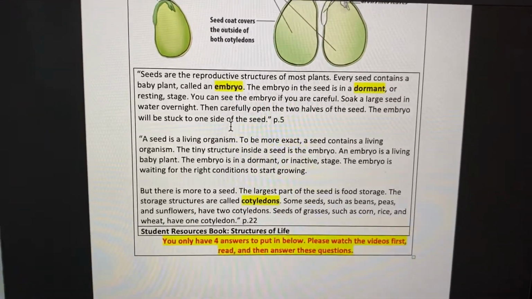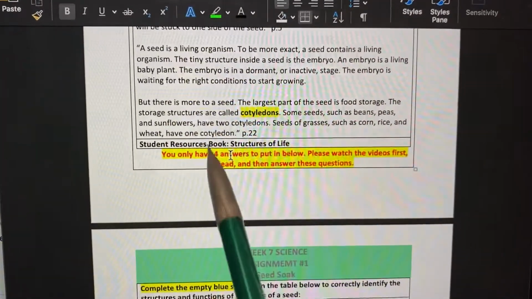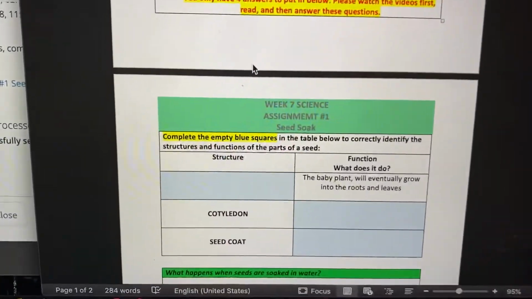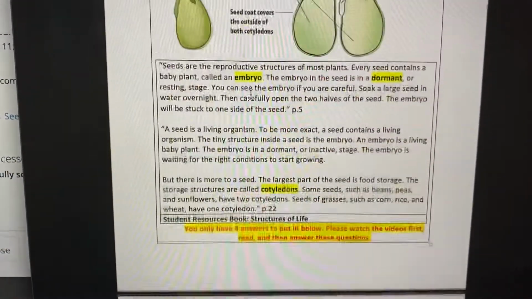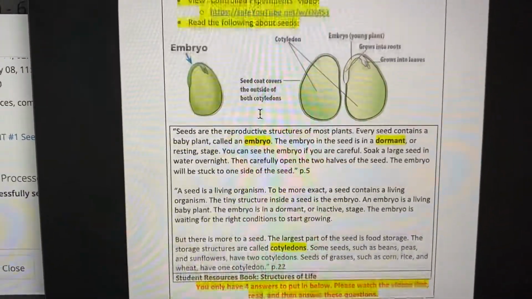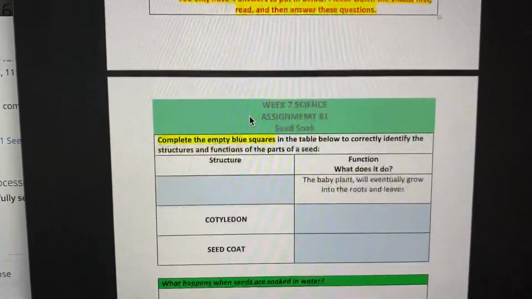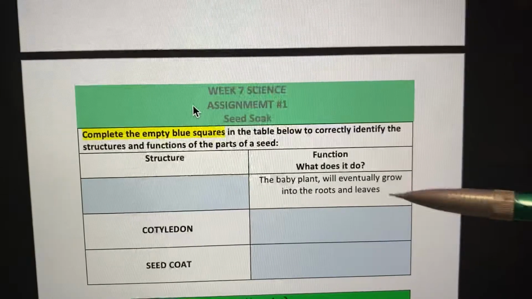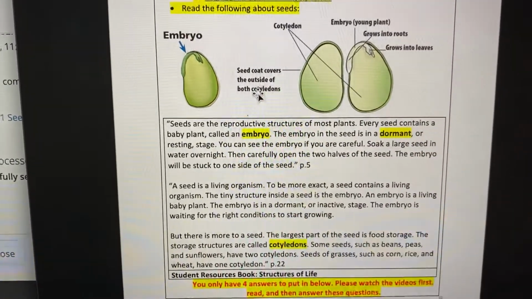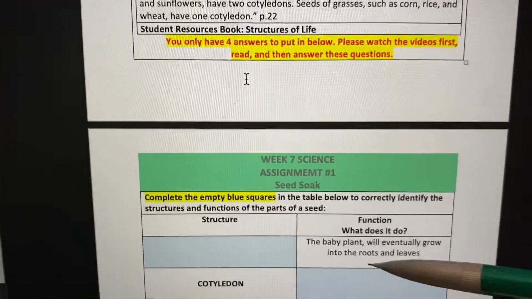So, boys and girls, you have cotyledon right here, and cotyledon is actually in this paragraph. So maybe you guys can find something here. Seed coat, if you guys found it in one of these parts or here, or even here, seed coat is here, I suggest you fill it in. And this part, you guys can definitely find it in the 2 paragraphs, because I saw the hint of the words baby plant, roots, and leaves.